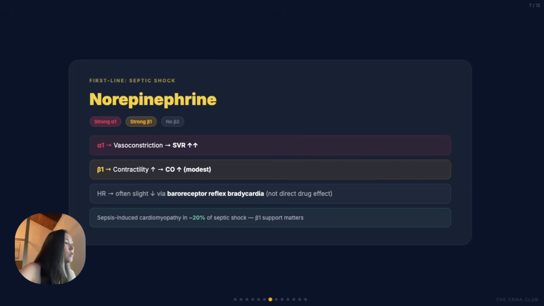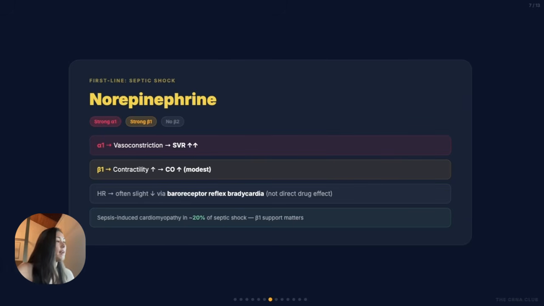So now let's talk about norepinephrine. Strong alpha 1, strong beta 1, and essentially no beta 2. It is potent vasoconstriction from alpha 1, moderate increase in contractility from beta 1, and no peripheral vasodilation to counter it. So SVR climbs significantly.